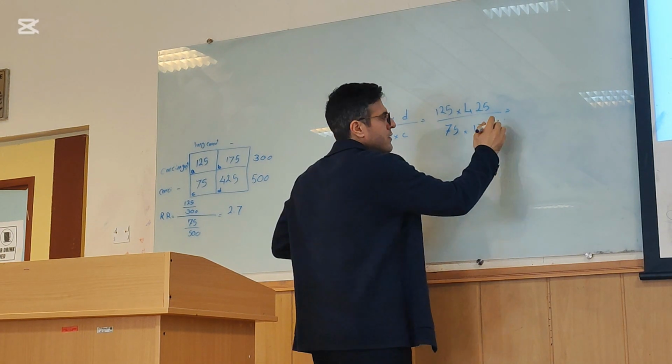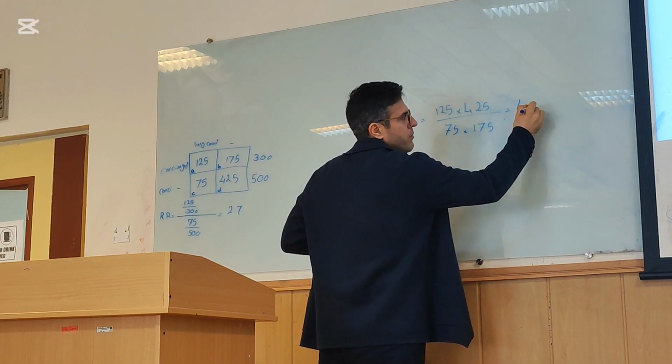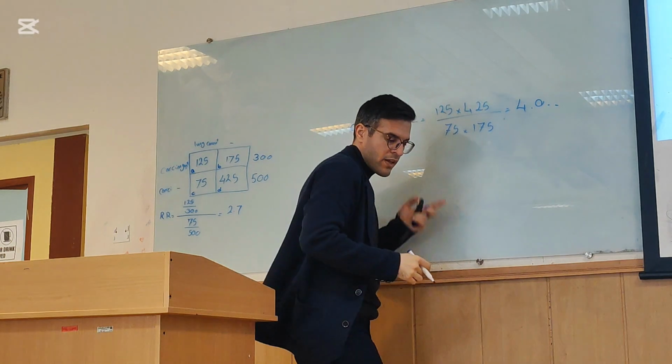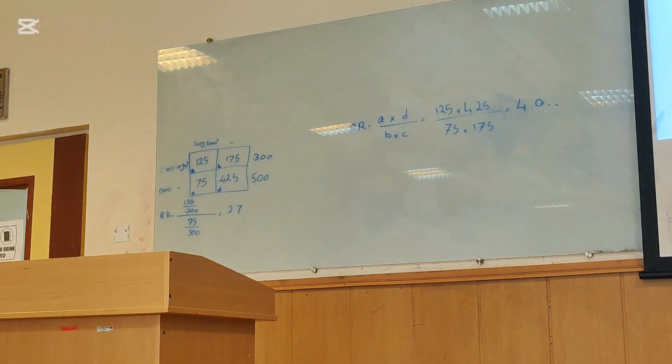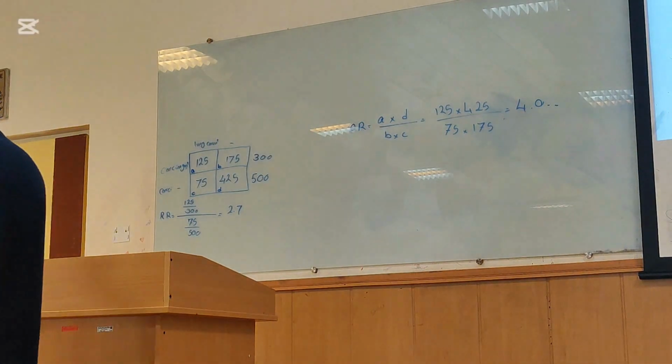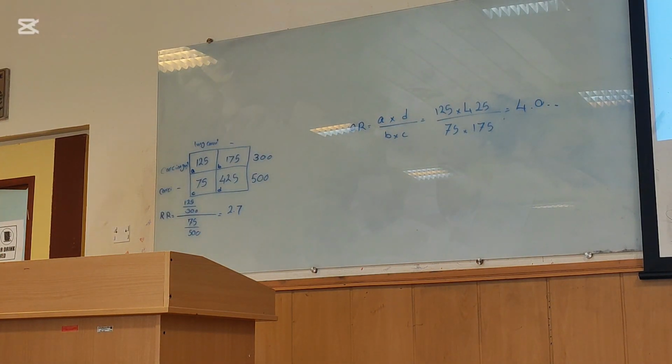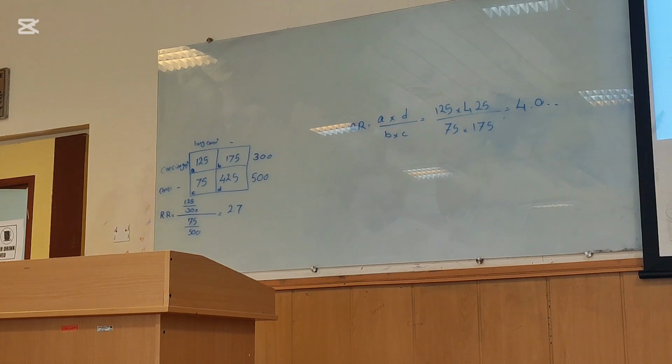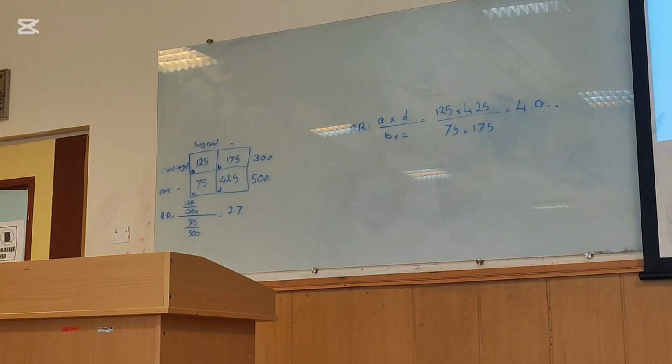What's the answer? 4.4. What's the interpretation of the odds ratio? This is the odds of lung cancer in the exposed group is 4 times the odds in the unexposed group. And it means your exposure or carcinogen is a risk factor for lung cancer. Why? Because it's greater than 1.